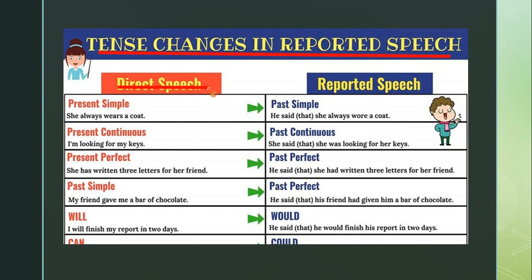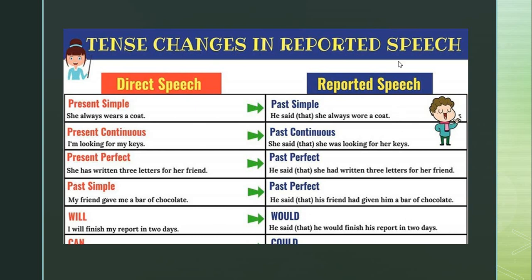Look at the second sentence, children. I am looking for my keys. She said that she was looking for her keys. Don't write she was looking for my keys. You should write she said that she was looking for her keys. Then this sentence, that is direct, when you change to indirect: she has written 3 letters for her friend. He said that she had written 3 letters for her friend.